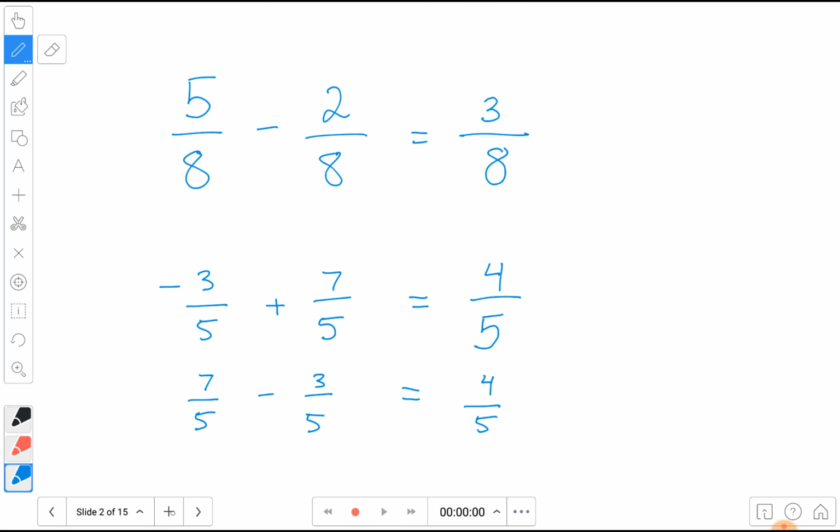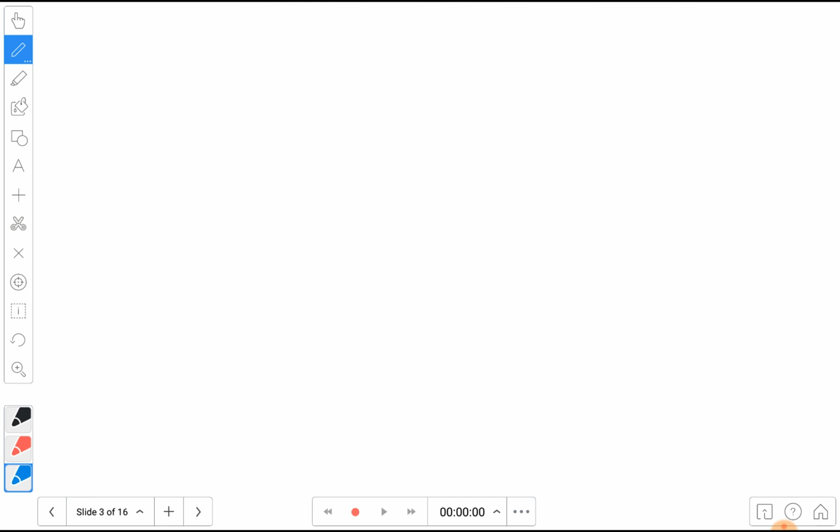The same rules that apply for adding and subtracting integers apply for adding and subtracting fractions. When we add a positive, we are performing addition. When we add a negative, we're performing subtraction. When we're subtracting a positive, we're also performing subtraction. And when we subtract a negative, both signs are the same, we're actually adding. When we subtract a negative, we are adding.